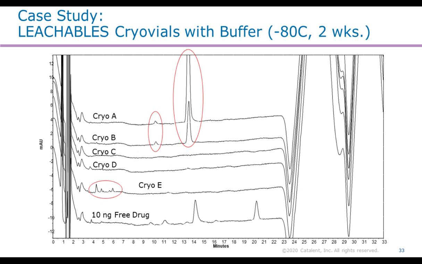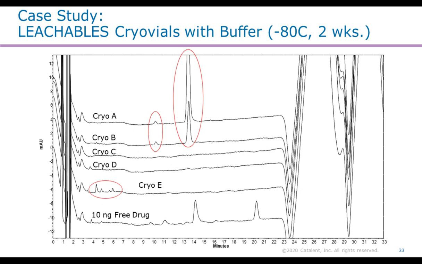It's interesting to note that although cryo A and B are marketed by different manufacturers, the leachable peaks in the profile appear very similar. It's likely these share similar manufacturing processes. Cryo-E is unique with a series of leachable peaks that elute from about 4 to 7 minutes.